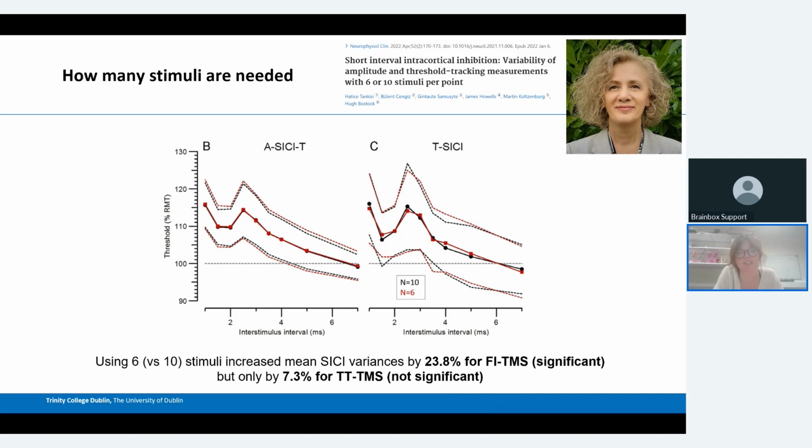Now, I will say this is in healthy controls. So in people with disease, you're going to have more variation in MEPs, and the cortex's activity can be less predictable. So I would recommend using more stimuli in certain disease cohorts. But again, that's something you could test in your pilot stages.